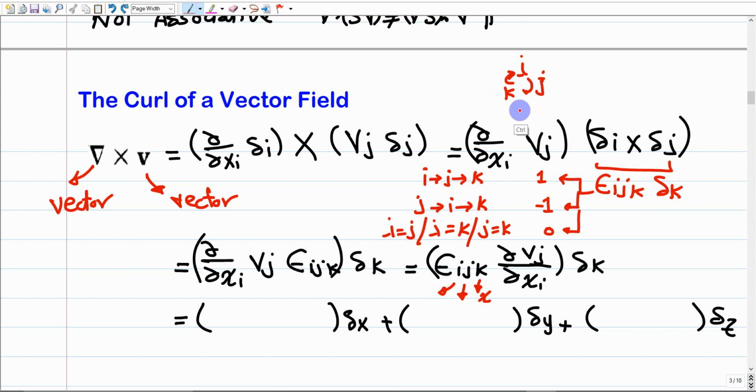You got it? So if we did it in this way, it means that the i should be y, and the j should be z. So I should type here vz, and the i should be y in this case, right? If we did so, the epsilon ijk should be 1. But how about if we mix up? How about if we switch the z with the y?